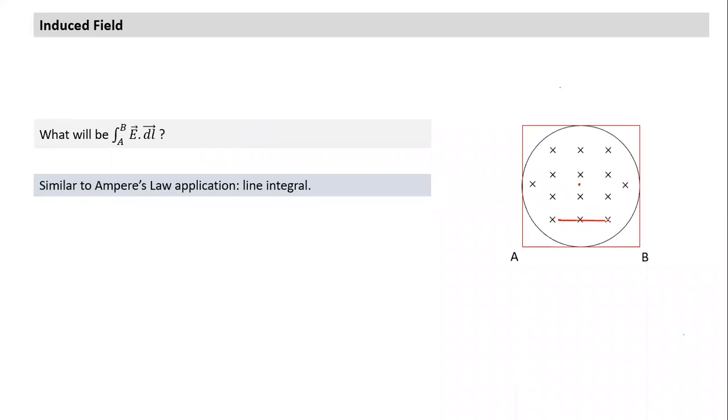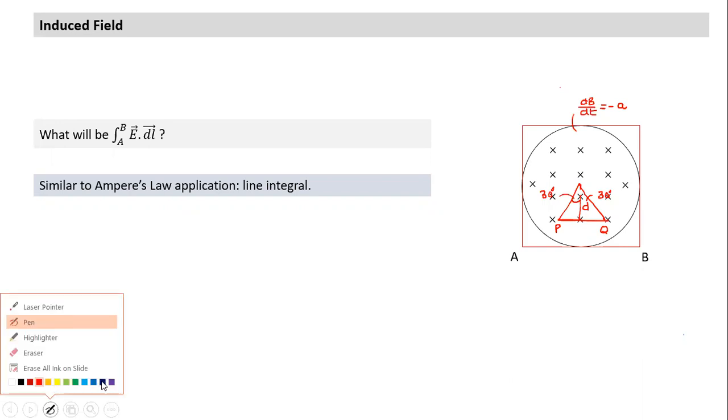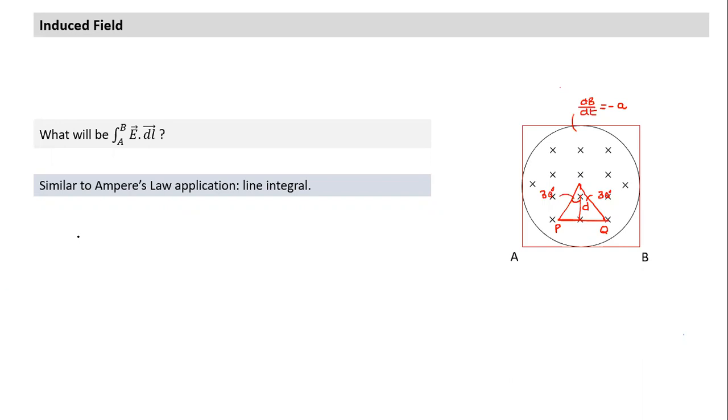rod. I take points P and Q, which are at a distance of D from here. And this angle and this angle, both are 30 degrees. And dB by dt, the field is decreasing at the rate of A. Can we find out in this case E dot dl from P to Q? How do you find out E dot dl from P to Q?